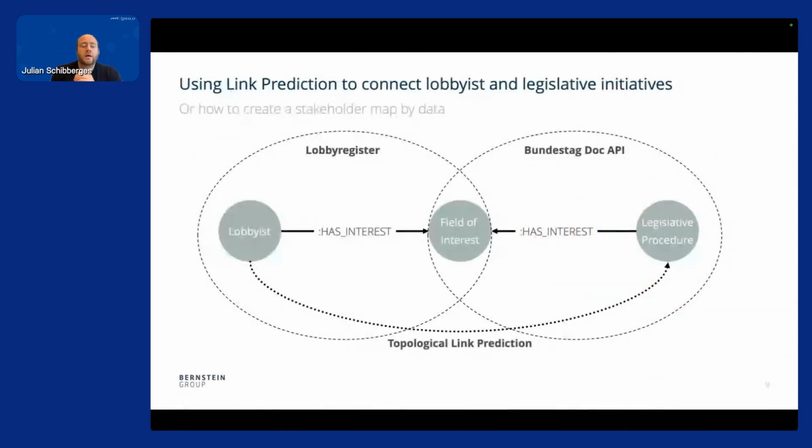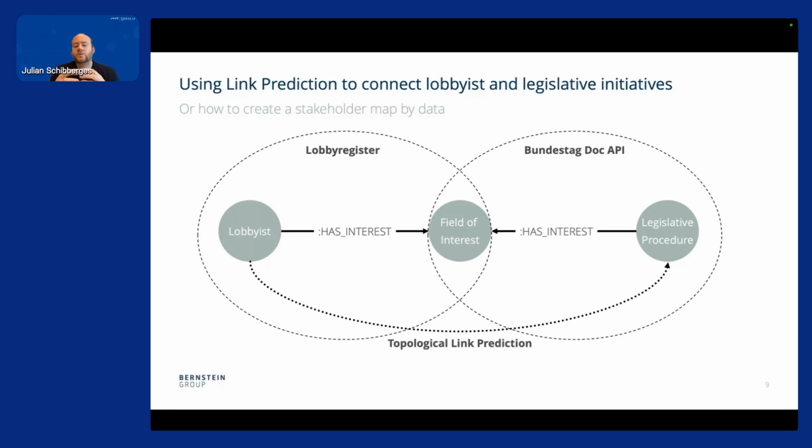Lastly, something that is also really helpful is that we can actually use a graph database to predict which lobbyists are interested in which legislative initiatives. Because the Bundestag has another API, which covers the whole legislative process. Each process is categorized in keywords, or I call them fields of interest, and they mirror the fields of interest that lobbyists have to register when they go into the registry.